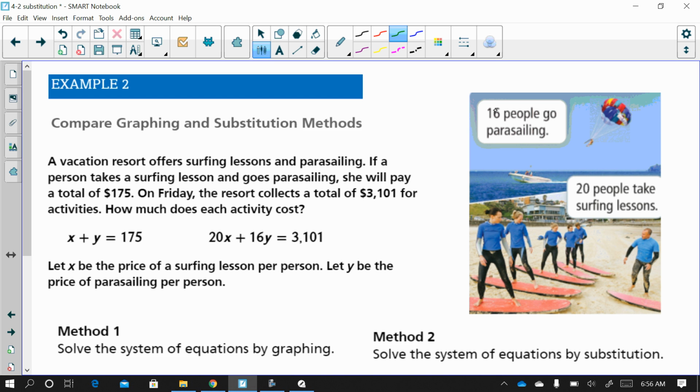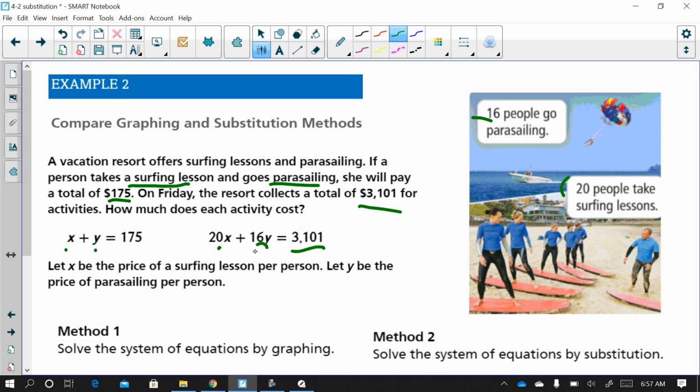The first thing when we're working with word problems is we need to define our variables. So let x be the price of a surfing lesson and let y be the price of parasailing. The first thing I know is one surfing lesson and parasailing is 175. Surfing is x, parasailing is y, so x plus y equals 175. Then we know that we collect a total of 3,101, so that's what this equation equals. x was surfing, and 20 people did that, so 20x. 16 people did parasailing, so 16y. Okay, so the first method is to solve this by graphing.